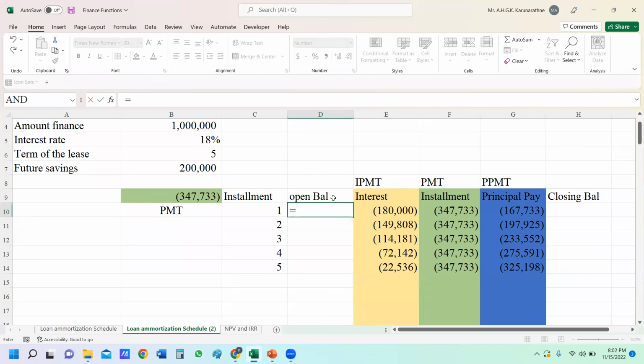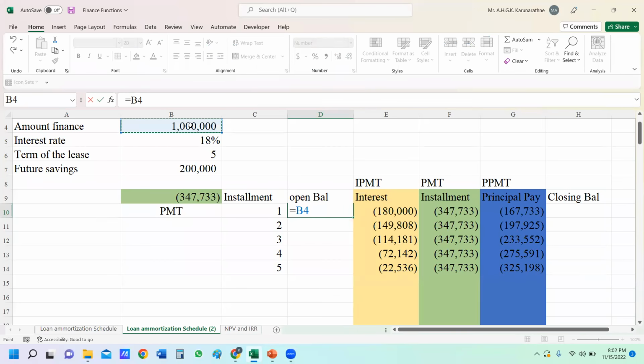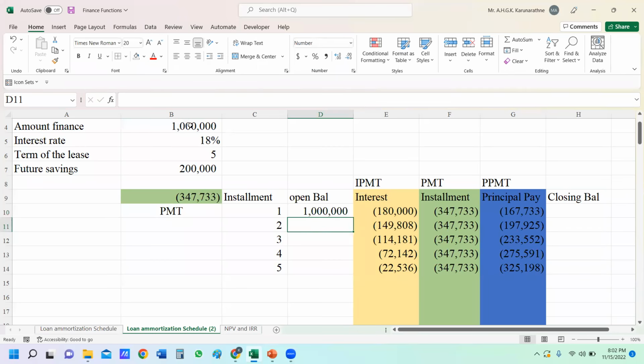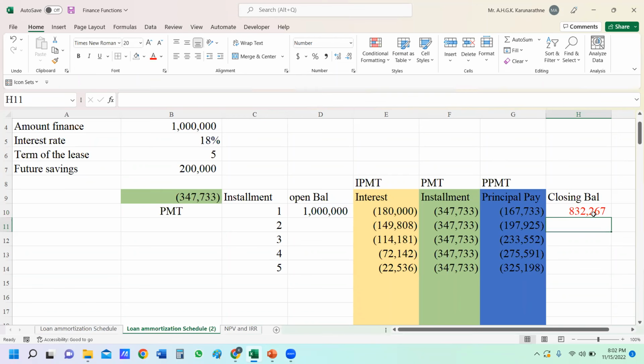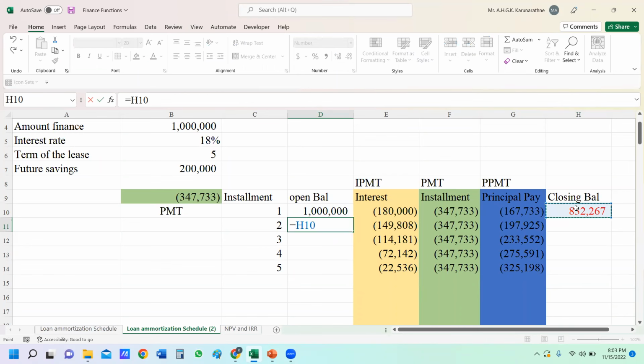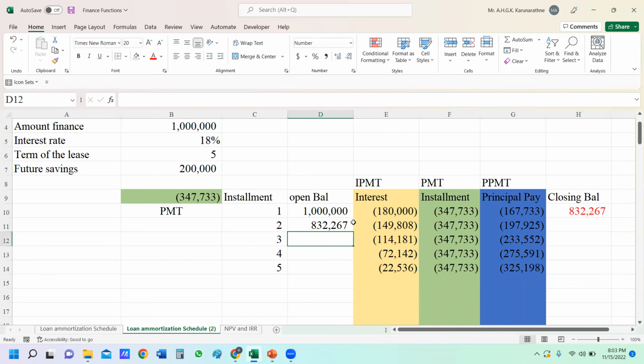Right, we'll check it. Opening balance is 1 million. From here we can take this 1 million. Opening balance minus principal payment is your closing balance. Because the principal payment is minus, we can say opening balance plus principal payment. This closing balance will be considered as the opening balance at the beginning of the next period. Then we can copy.